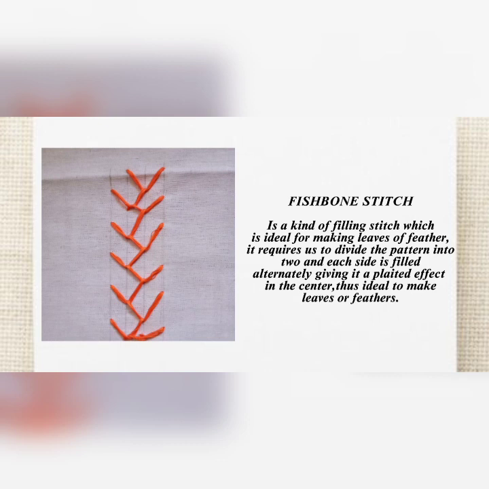Fishbone stitch. Fishbone stitch is a kind of filling stitch which is ideal for making leaves or feathers. It requires dividing the pattern into two, and each side is stitched alternately, giving it a plaited effect in the center. Thus it is ideal for making leaves or feathers.